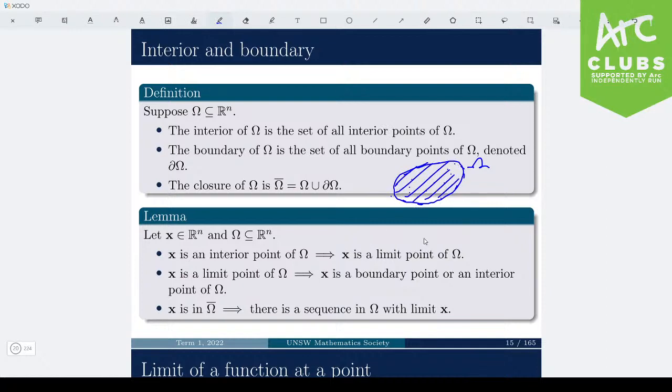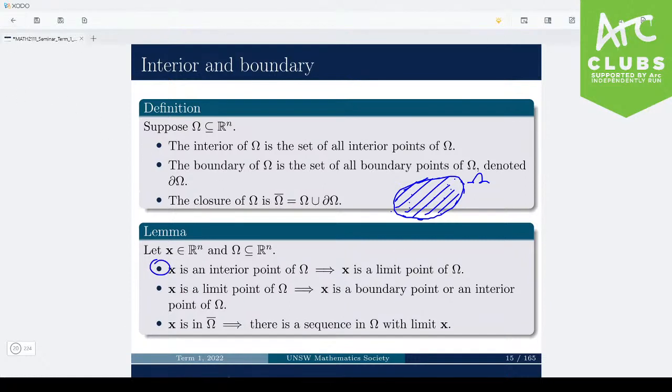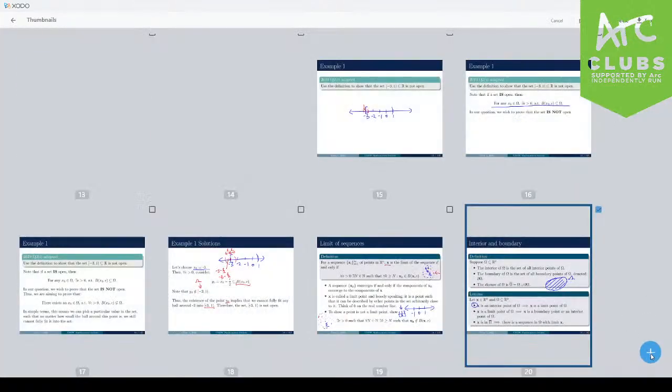Some lemmas. X is an interior point of omega implies that X is a limit point of omega. X is a limit point of omega implies that X is a boundary point or an interior point of omega. X is in the closure of omega implies that there is a sequence in omega with limit X. It's good for you to think about these lemmas. I won't go through all of them, but maybe we'll have a further thought on the first dot point here. I'll add a new page so that I can explain this a bit more.